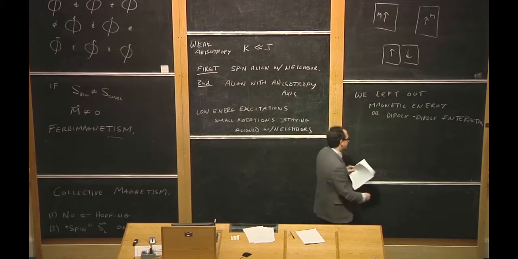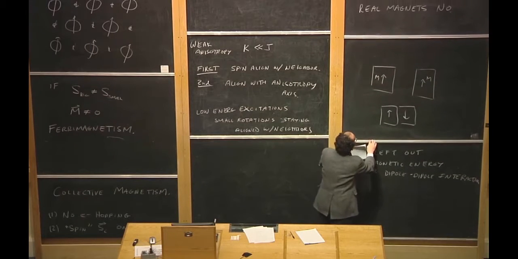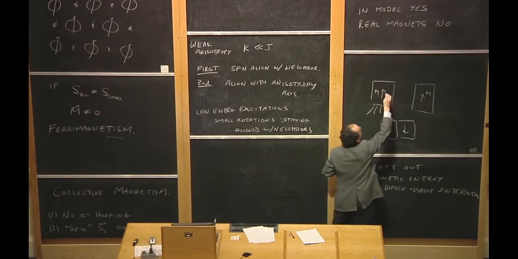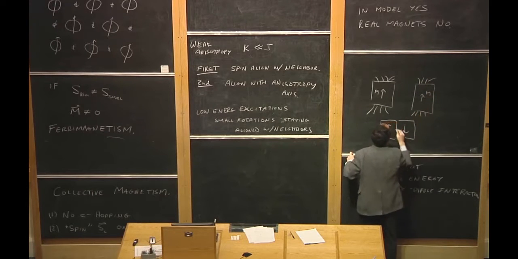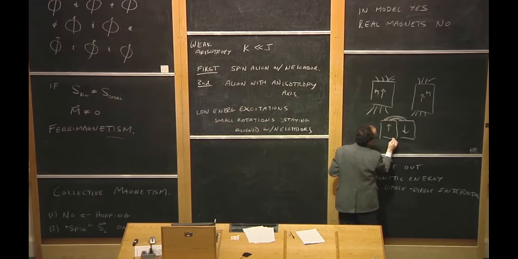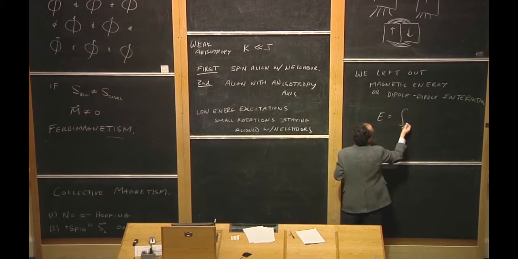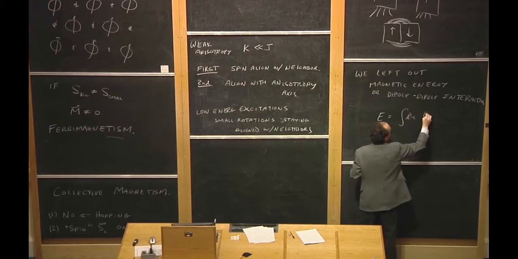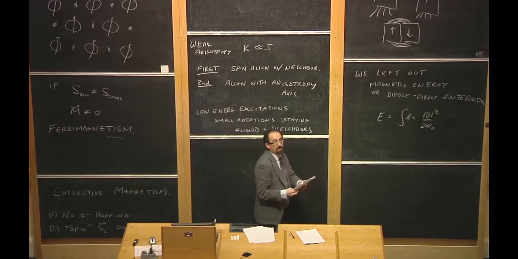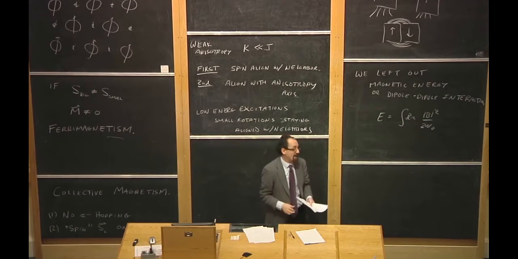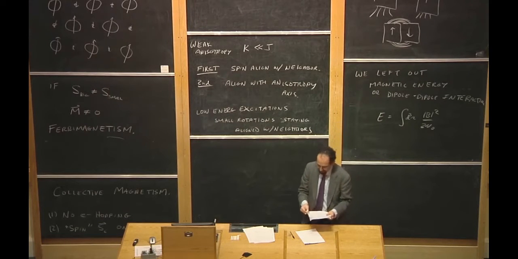Another way of thinking about it, with exactly the same physics, is to consider the magnetic field lines in these two pictures. The field lines look like this in this picture, whereas in this picture they look like this. Remember that the total magnetic energy is the integral d^3r of B squared over 2 mu naught. The total B squared is a lot smaller if you align your dipoles head to tail, so you're reducing magnetic energy by putting your dipoles head to tail.